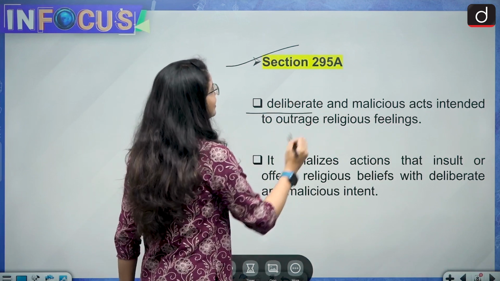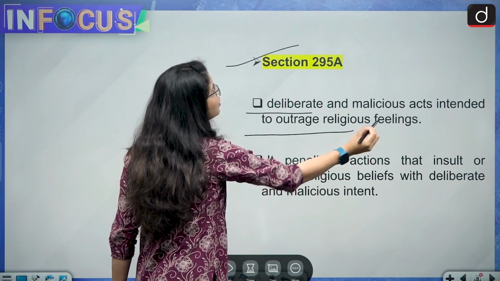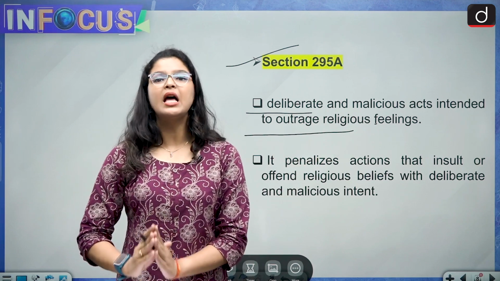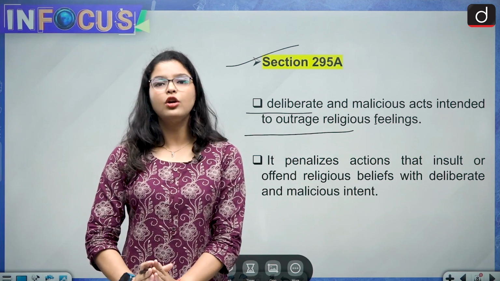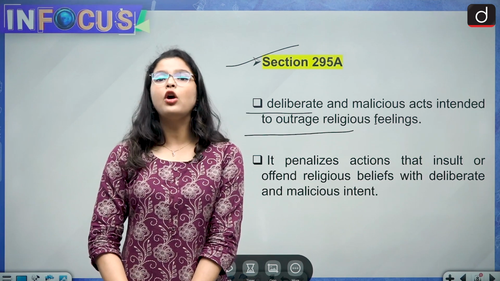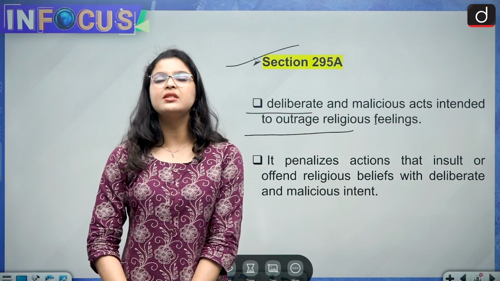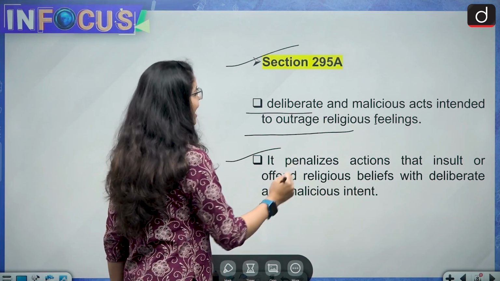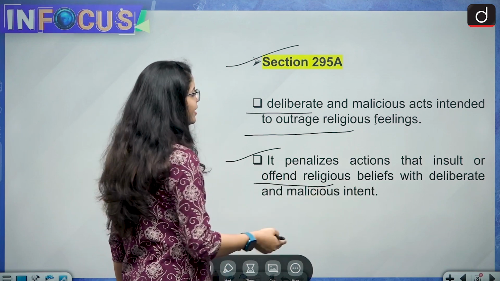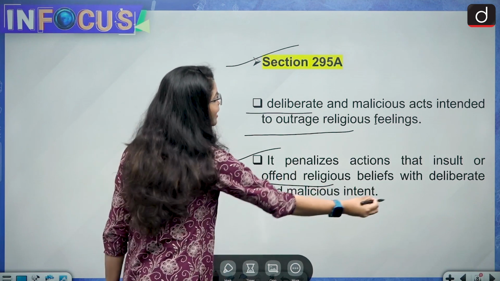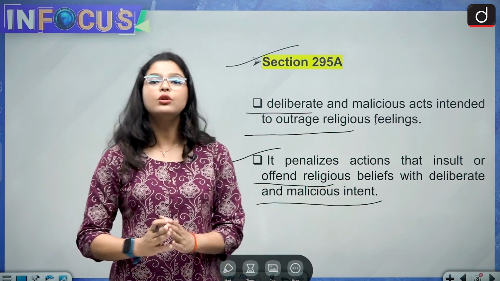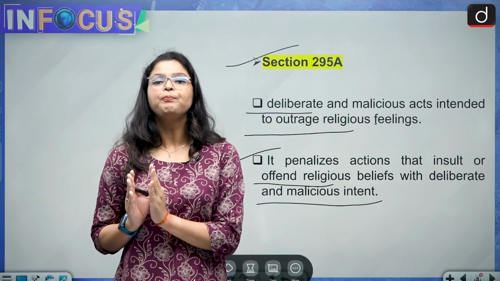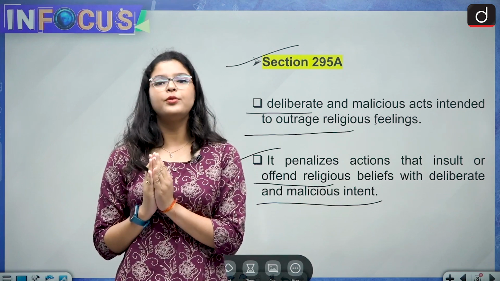It bars deliberate and malicious acts intended to outrage religious feelings. So basically it prohibits blasphemy against all of the religions in India. You cannot commit an offense which is against the secular fabric of India. It also penalizes actions that insult or offend religious belief with deliberate and malicious intention. So the mens rea, or the mental intention here, also is very deliberate. And the famous prosecution of Nupur Sharma.